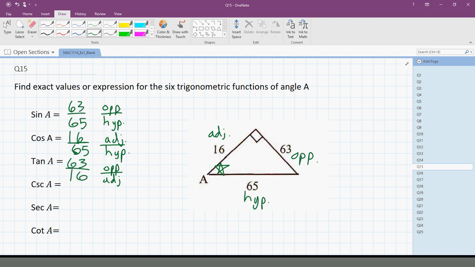So who's the reciprocal for cosecant? 65 over 63. Who is the reciprocal for secant? 65 over 16. And who is the reciprocal for cotangent? 16 over 63. Perfect. There you go.